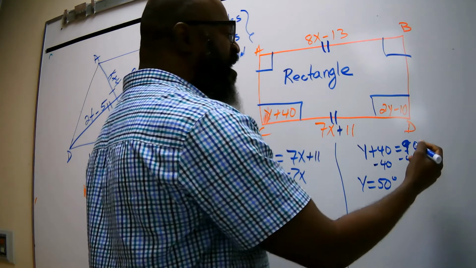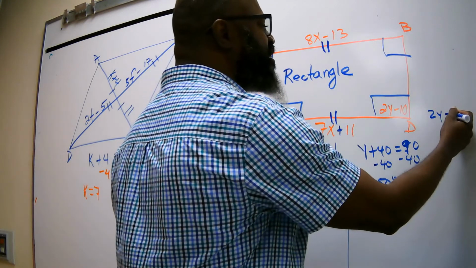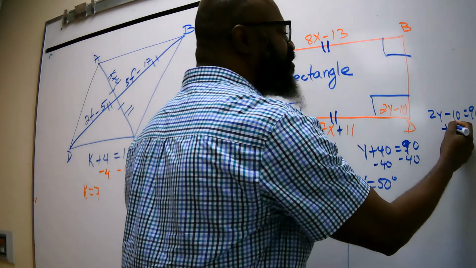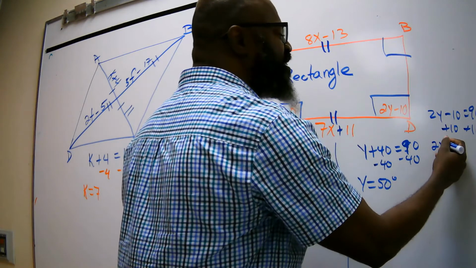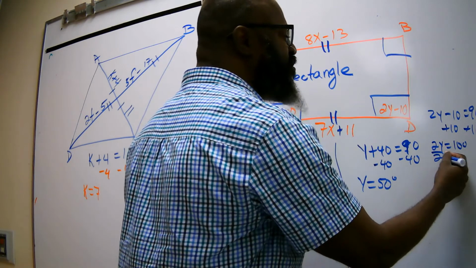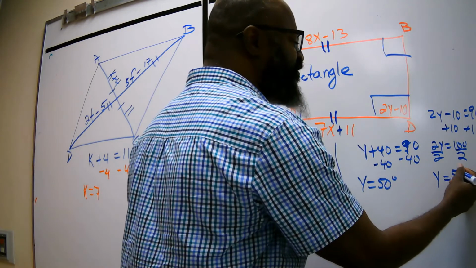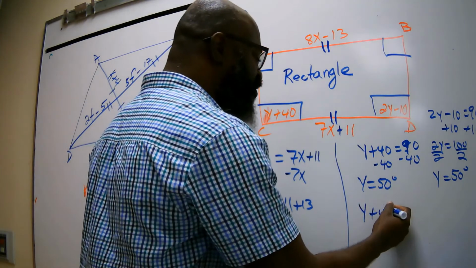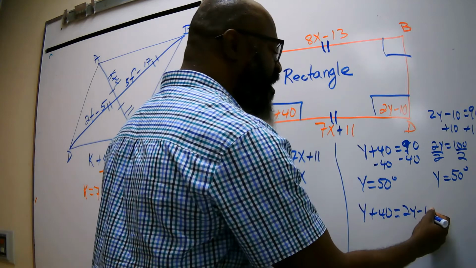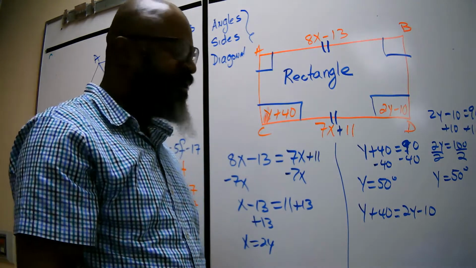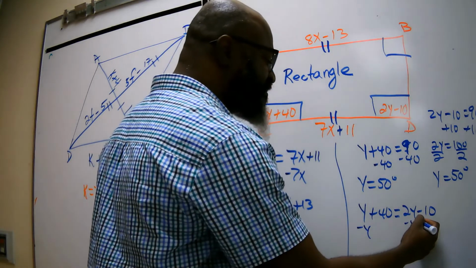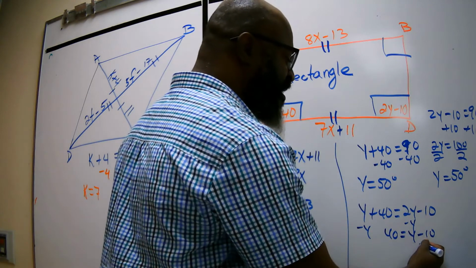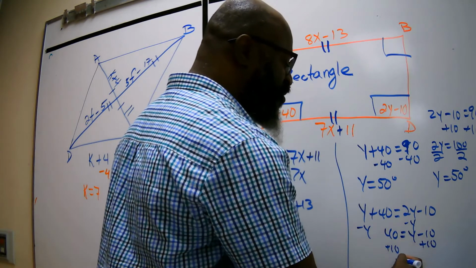That's one way. Or I could have solved it as 2y minus 10 is equal to 90. You should get this same solution. Add 10 to each side. Then you will have 2y is equal to 100. Divide by 2. y will be equal to 50. You get the same answer. Since both of them are right angles, I could have solved them as y plus 40 is equal to 2y minus 10. You have so many options. In this case, you could subtract y from each side. Then you will have 40 is equal to y minus 10, and add 10 to each side. They give you too many options.